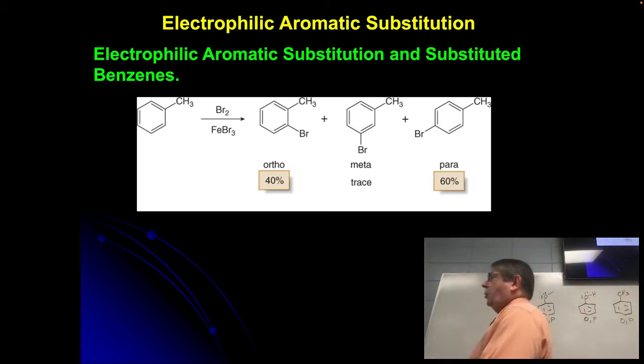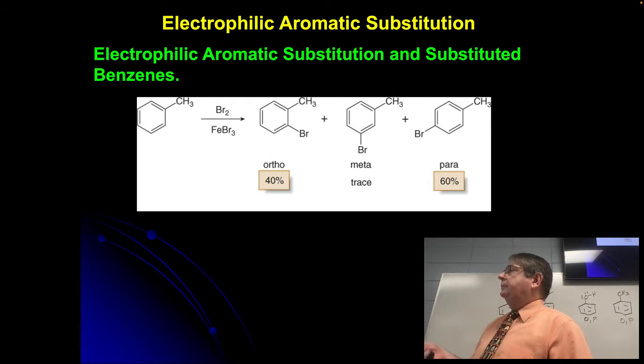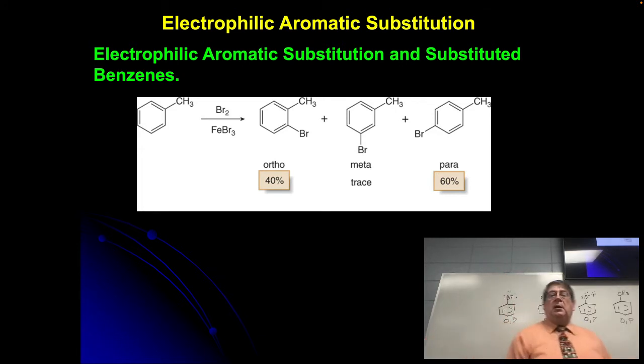Well, the experiment's been done for you. If you take toluene and you react that with bromine and FeBr3, you would find that about 40% of your product would be the ortho isomer, and about 60% of it would be the para isomer. You might be able to detect a trace of the meta. I've actually done this exact experiment. I've never been able to see a trace of the meta. I only see ortho and para in approximately that ratio.